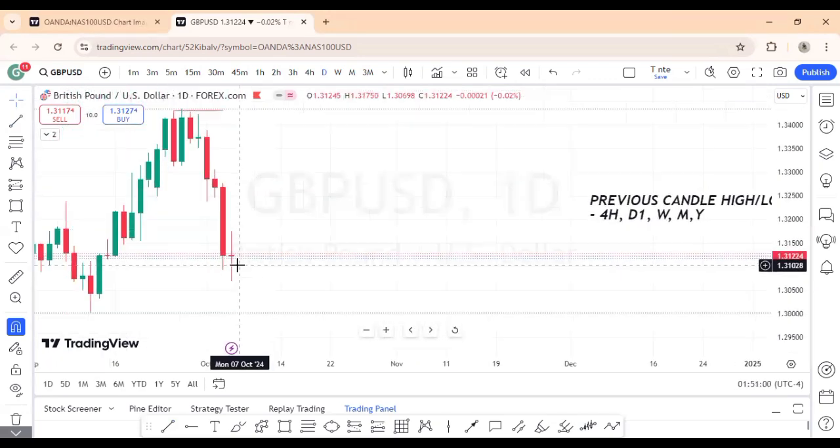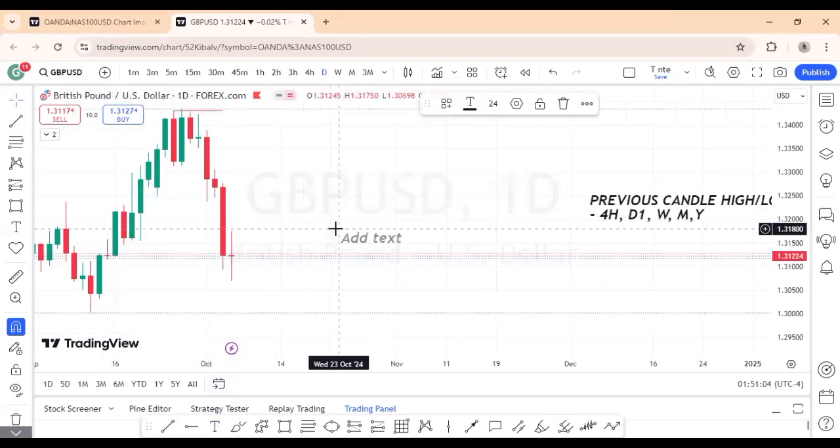So now, what is the significance of this? We'll start with daily charts. This also applies to weekly, monthly and yearly charts, and even 4 hours sometimes. So what is the significance of this? Number one, you have to consider the trend of the market. If the trend is bullish, let's say the market is bullish, then when price takes out the low, it's fuel for what? It fuels buys.